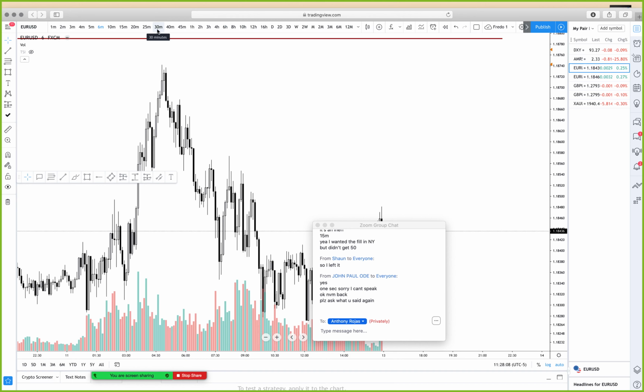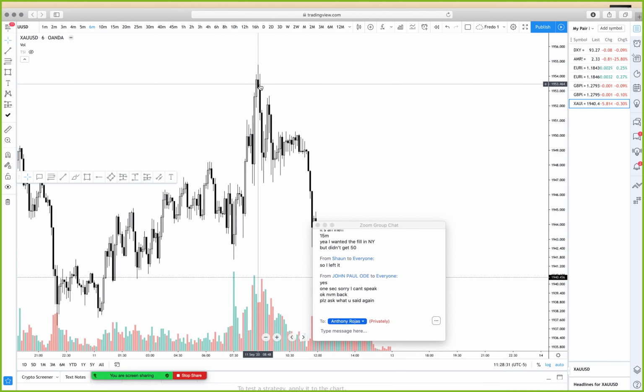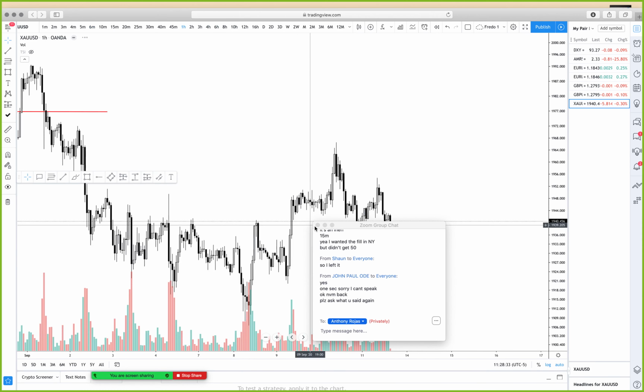So show me an example. For example, show me a trade that you took that didn't go your way because of your entry. Let me see. Okay, so go to gold if you don't mind. Go to gold. This was recently. This was 9/11.